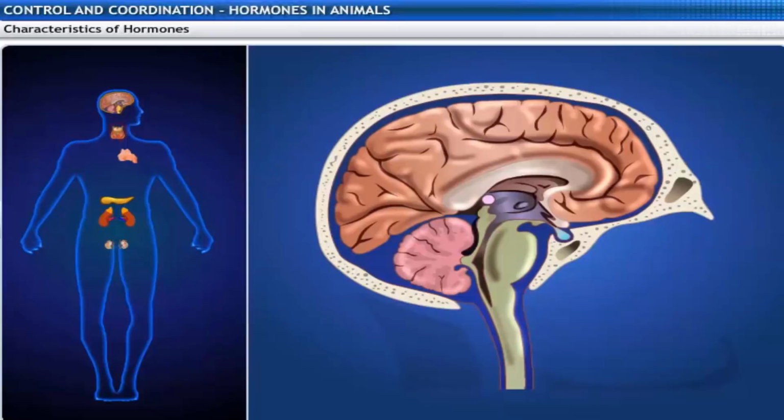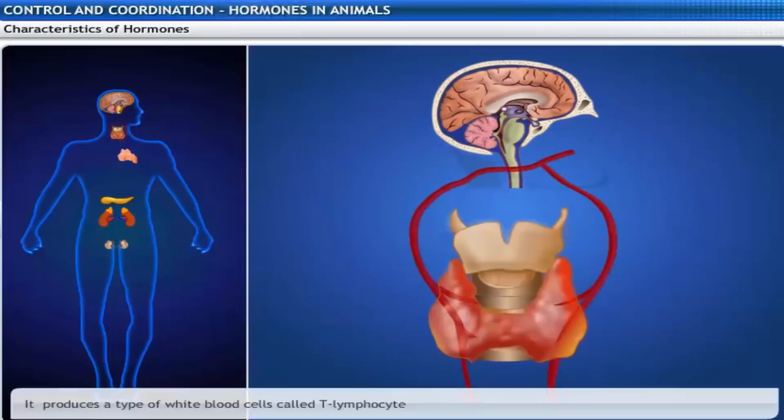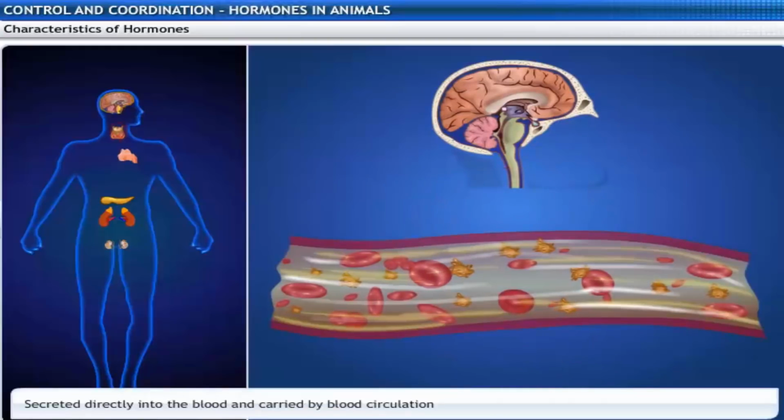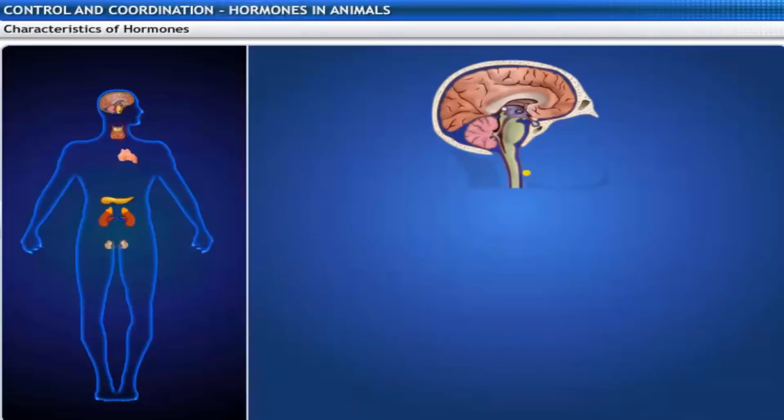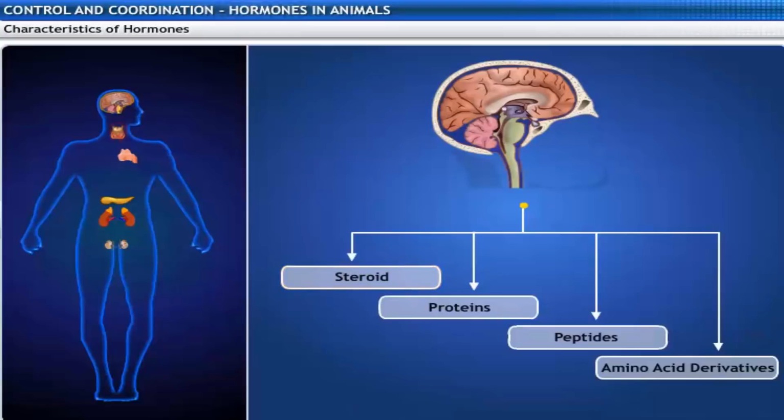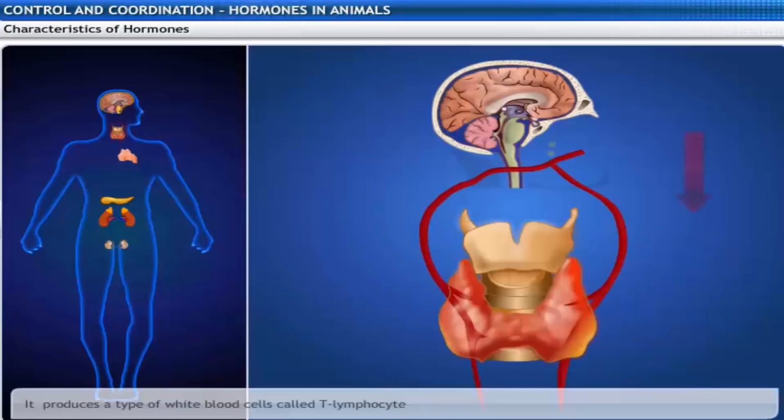Let's take a look at the general characteristics of hormones. They are secreted in minute quantities. They are poured directly into the blood and carried by blood circulation. They may be steroid, proteins, peptides, and amino acid derivatives. They act on target tissues or organs that are located far from the site of production.